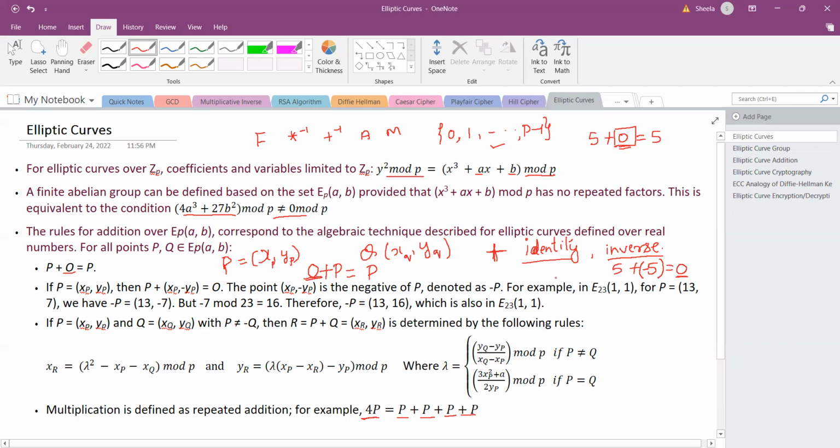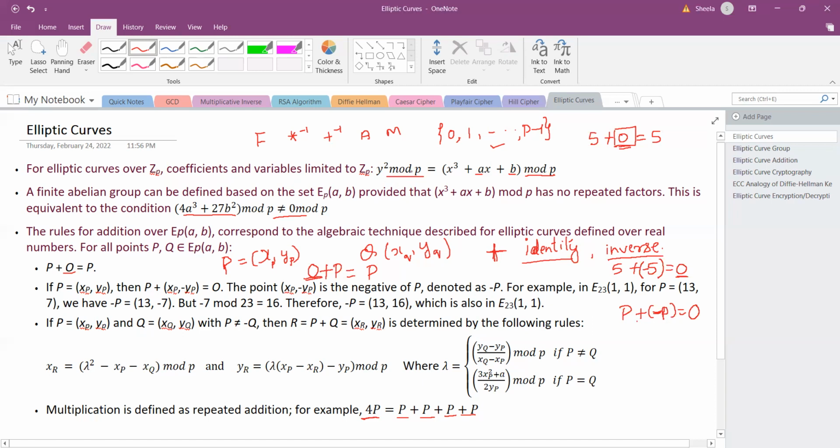Okay. But when we consider points, what we have to consider is that when we add 2 points, that is P plus minus P, I should get back the point O, or infinity. Then I can call minus P the additive inverse of P. And how do we represent minus P?